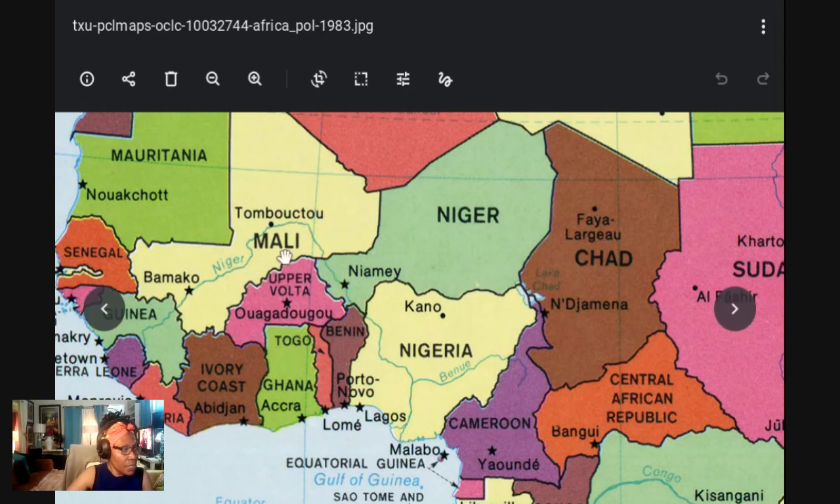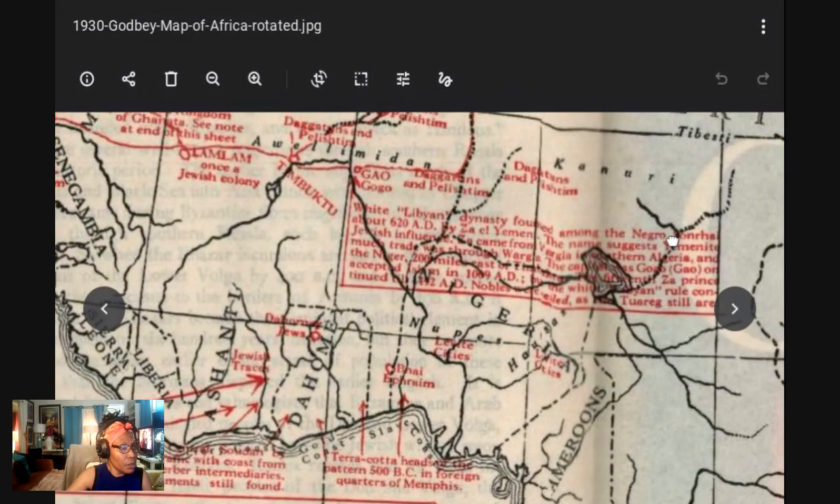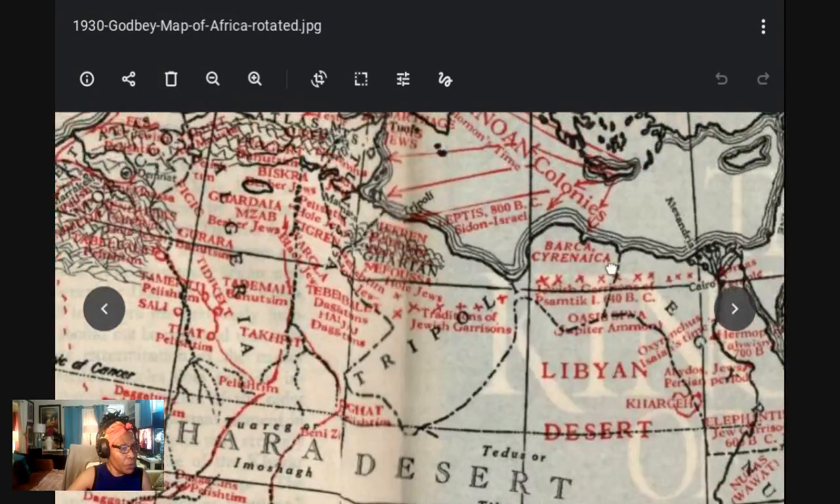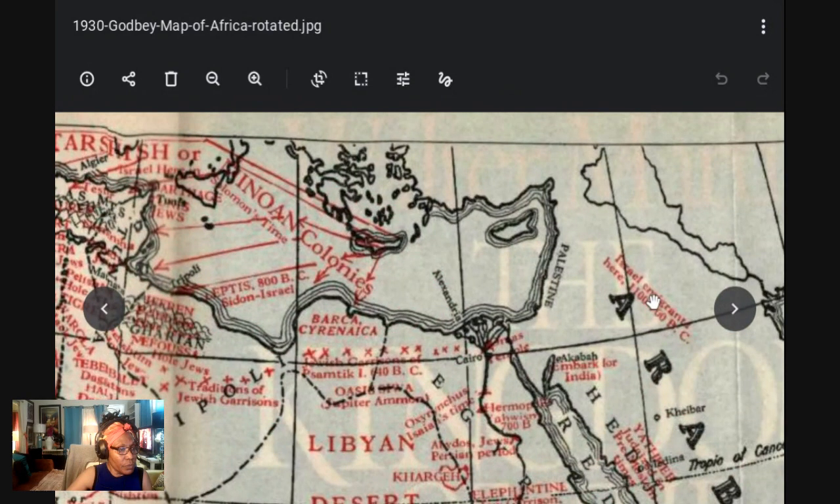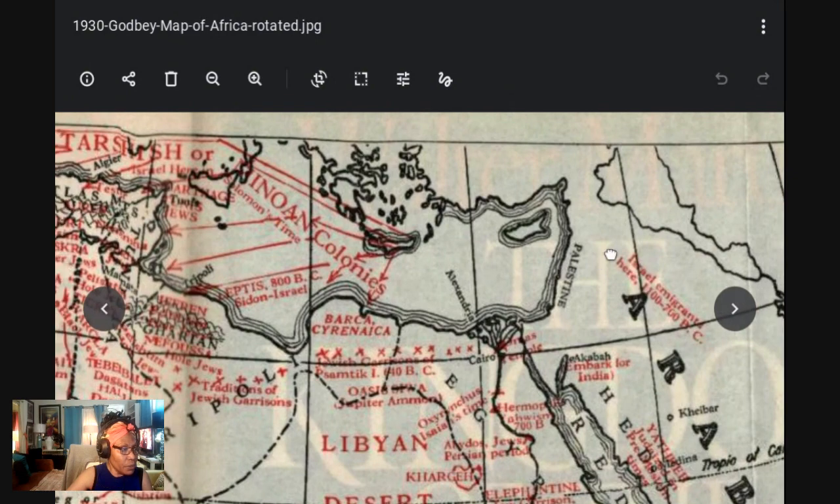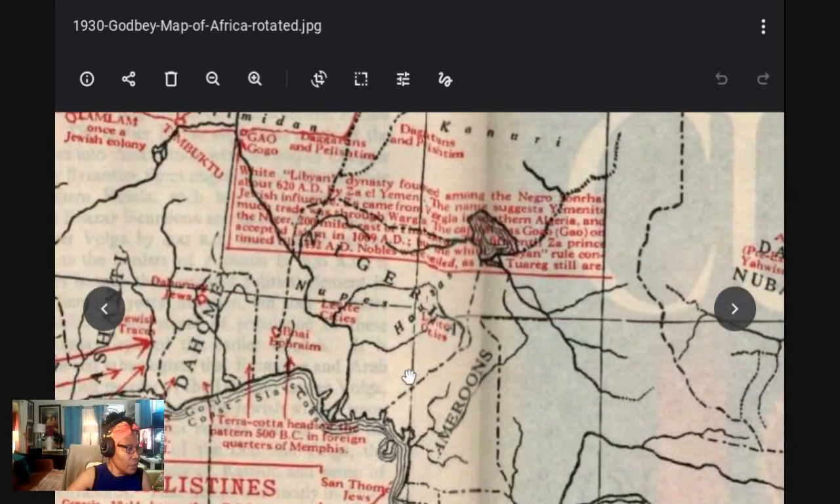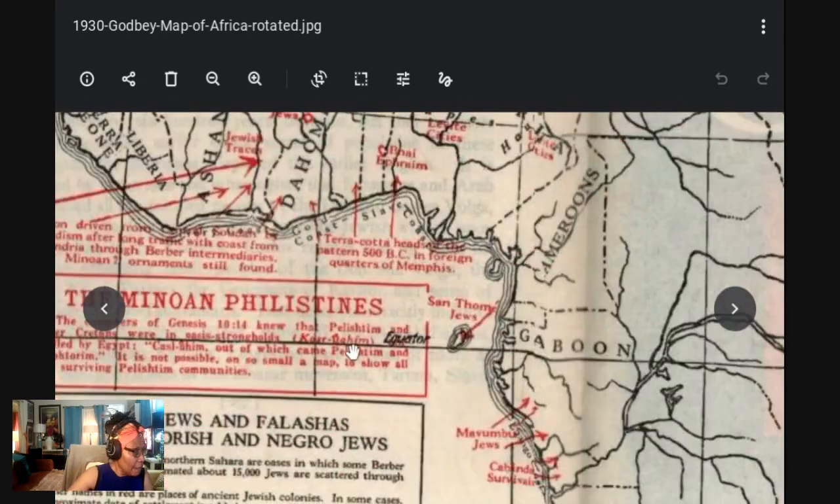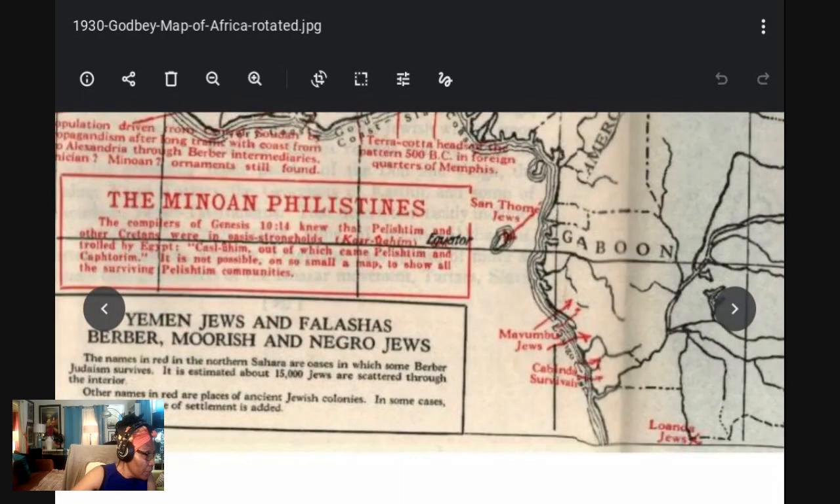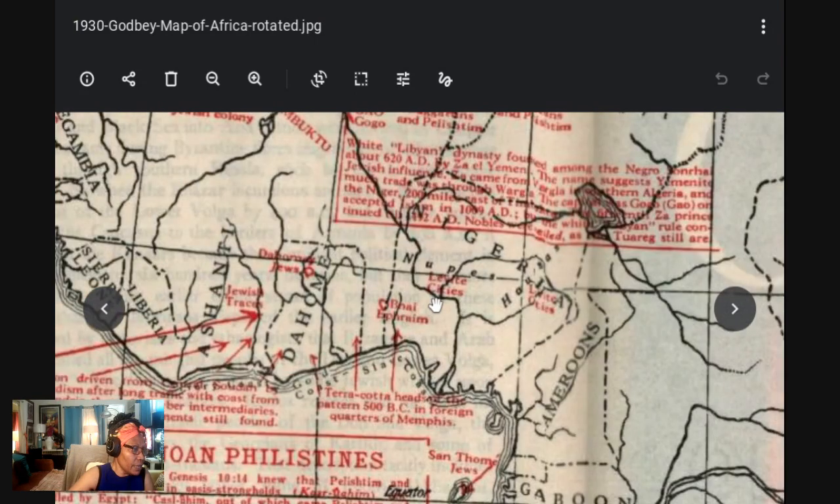So this is a map where it says that we came from here, and we know my ancestors came from here because in 70 AD, millions of African Jews fled into Africa, and they fled into West Africa, specifically West Africa. So they fled here. And all these names are in red, as this map says. It says other names in red are places of ancient Jewish colonies. In some cases, an approximate date of settlement is added. So some of the names in red have dates by them.